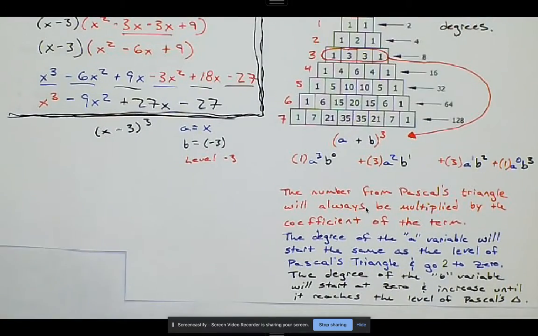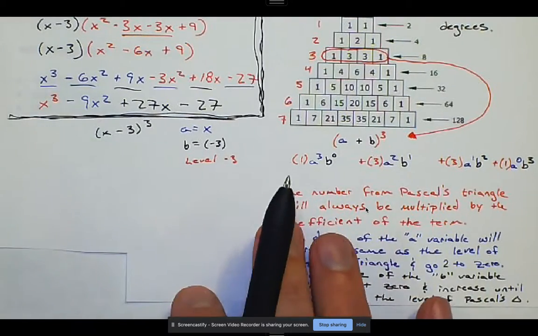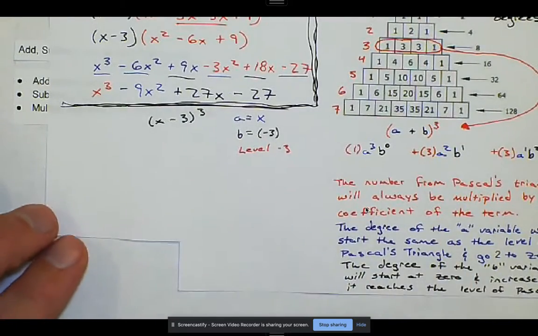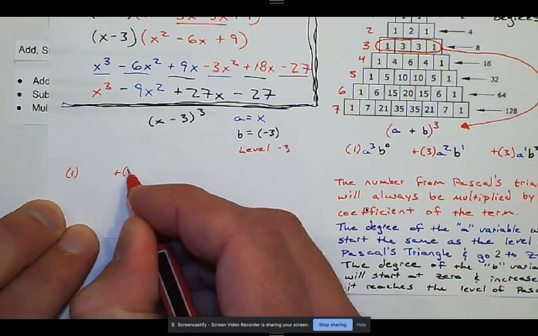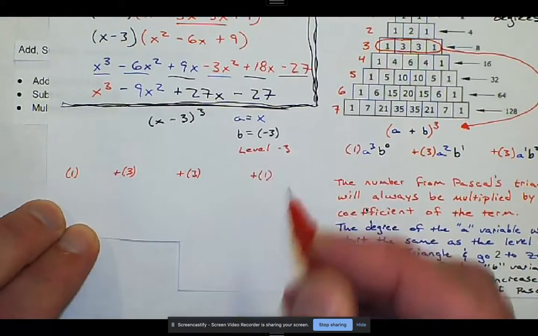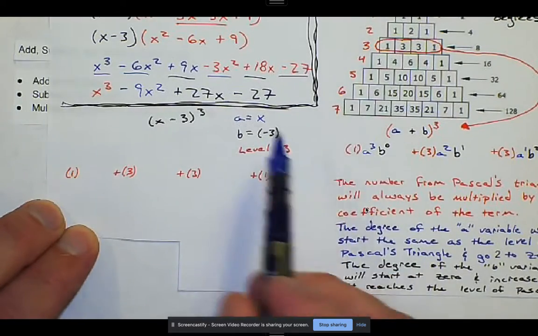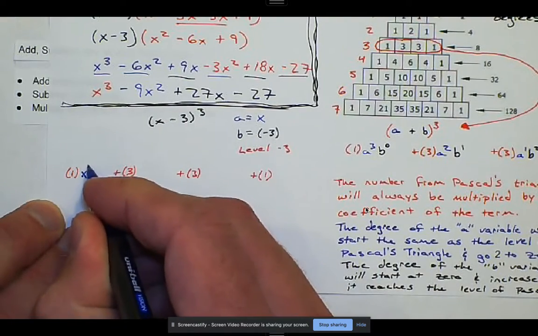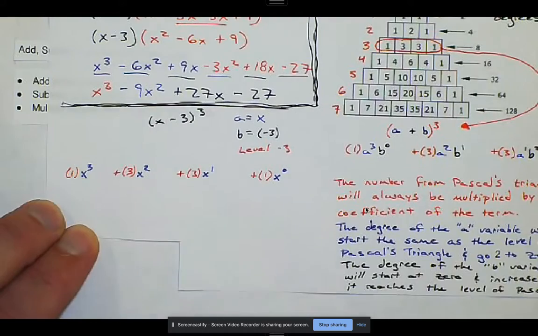We're going to do the example that we did in the earlier video. Instead of doing it the long way, we are going to check it by using Pascal's triangle. Again, we're on level 3, so we know that there's going to be 4 terms when we get done. And we know that the 1 plus 3 plus 3 plus 1 are going to be automatically included. In this case, the a for this binomial is x. The level is 3, so x cubed, x squared, x to the first, and x to the 0.